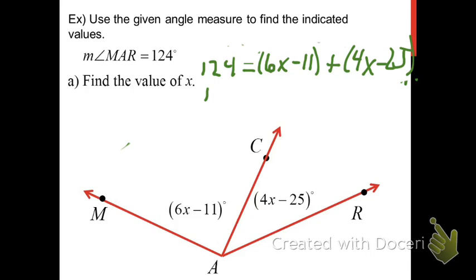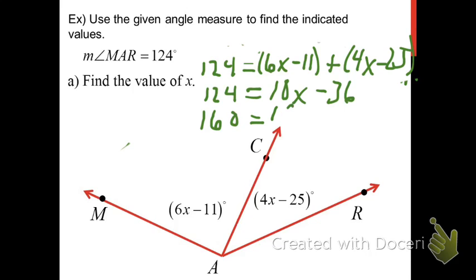We'll start with collecting our like terms on the right side of the equation. 6x plus 4x is going to give you 10x. Minus 11 minus 25 will give you minus 36. Add 36 to both sides. And then divide by 10 and you'll get that 16 is equal to x. Alright, not that difficult, just using the angle addition postulate. Now we're going to continue with a few more parts to this same question.